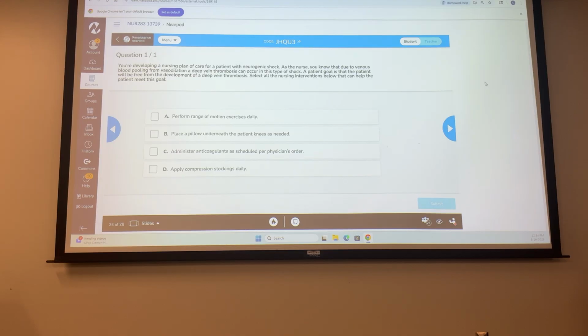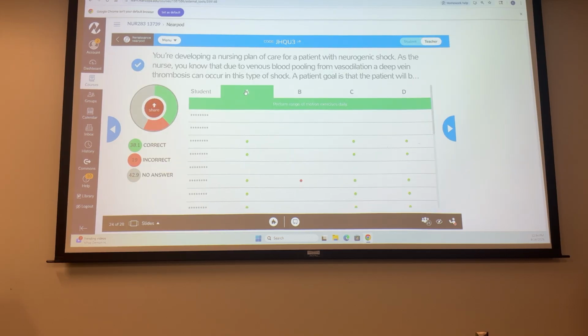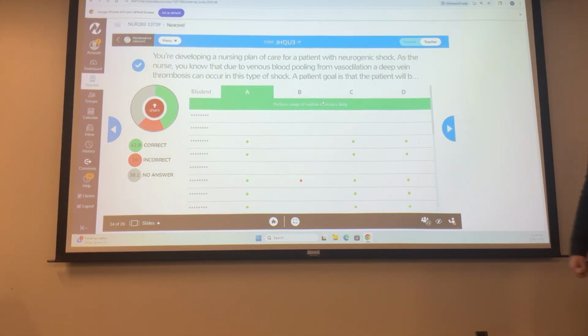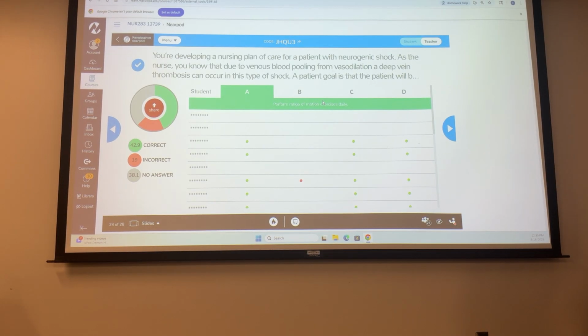Okay, should we perform range of motion exercises daily? Absolutely. We should definitely be doing that because, remember, someone in neurogenic shock, the most common cause is cervical and thoracic injury. So they are not going to be getting out of bed, right? They're going to be laying in bed. So we need to help prevent them from getting DVTs, okay? Place a pillow underneath the patient's knees as needed. How would that help us? It wouldn't help us at all, right? That's not going to help prevent DVTs.